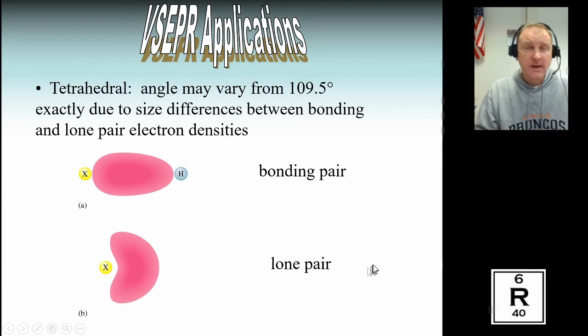But if you have a lone pair, that's when you just put two dots on your Lewis dot structure and there's no bond. When you have a lone pair, there's nothing positive over here to stretch it out.